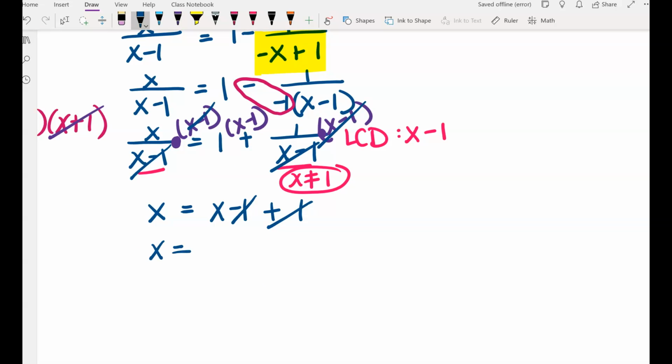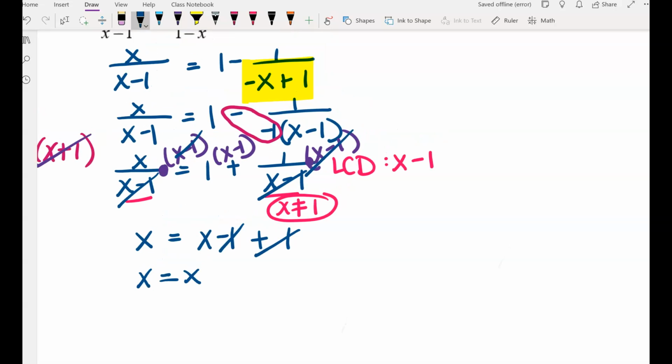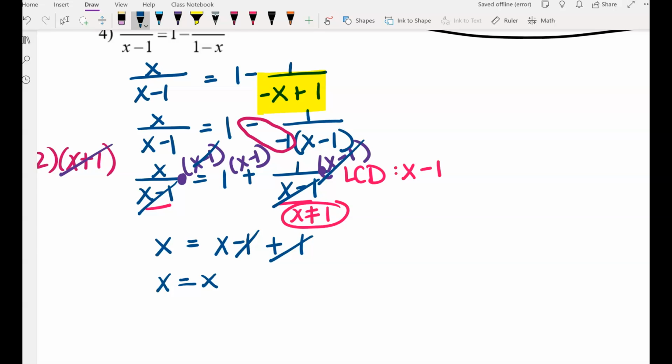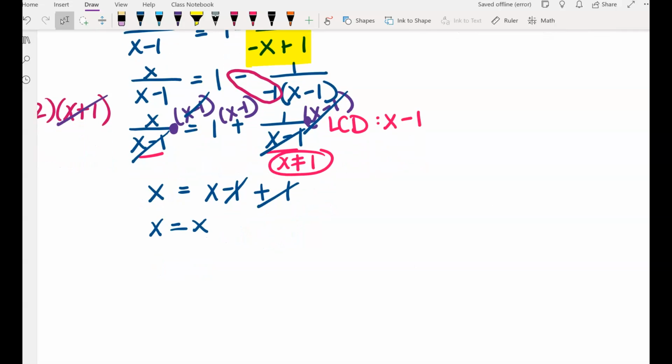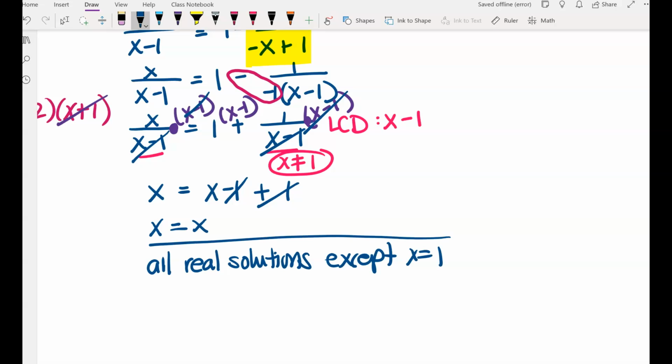Well, what do you do when you have x equals x? Would you agree that x equals x means it's always true? It doesn't matter what x value we pick, it will always equal each other. So normally we would write all real solutions, right? But remember, we also have a restriction that x can never be 1. So what we want to write is all real solutions except x equals 1, because that was the restriction. You can even write it like this: x can never be 1, just like that, okay?